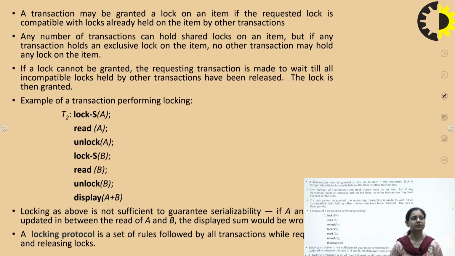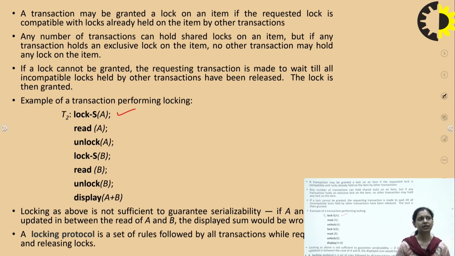So, for example, we have a transaction T2 which has taken a shared lock on A. So, it will apply for the shared lock first. It will tell what it really wants to do. Shared lock only talks about the reading of the data. So, it reads that variable A, then unlocks. Unlock means that now it has released that shared lock. It will again acquire a shared lock on B. It will read that data, unlock the shared lock that it has acquired, and then it will display A plus B.